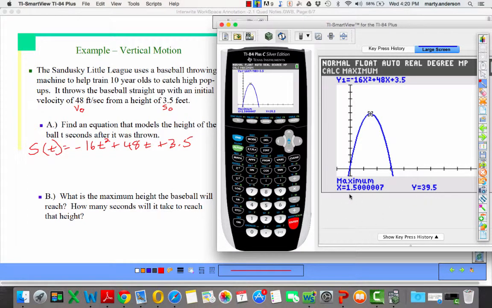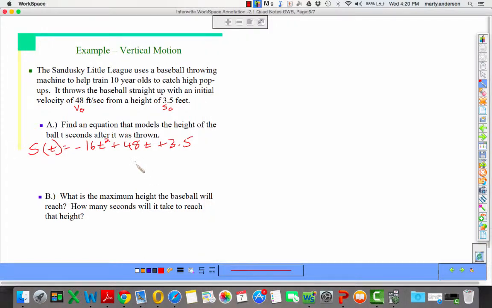So what is the interpretation of this maximum? At 1.5 seconds, it's as high as it's going to be. And how high is it going to be? 39.5 feet. So we would say at time equals 1.5 seconds, the height would be equal to 39.5 feet.